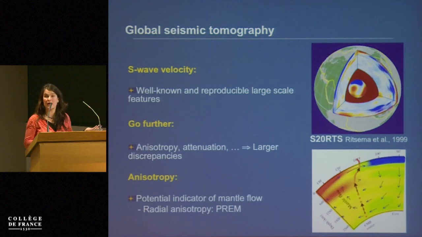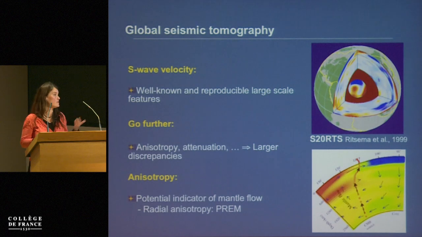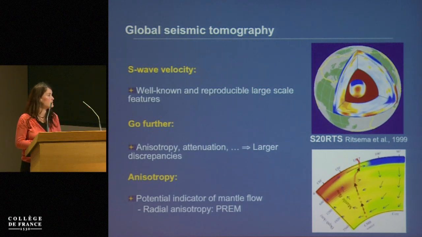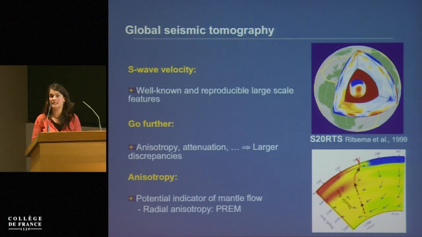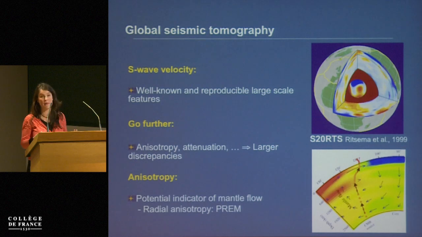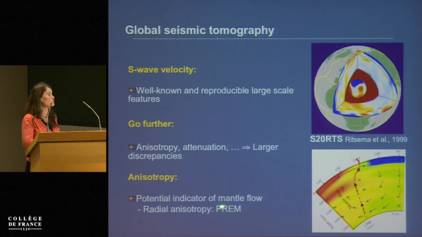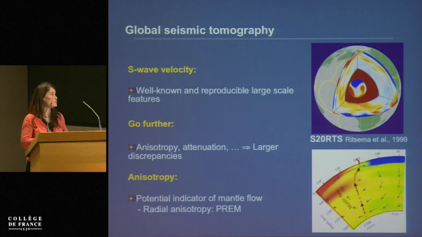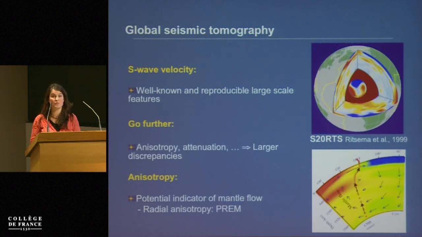Now, the simplest type of anisotropy, as you all know, is the so-called radial anisotropy, so the difference between vertically and horizontally polarized shear waves in our case. It has been known since the 60s that the Earth's upper mantle is radially anisotropic, so it was, for example, incorporated into PREM. And so in our group, we decided to start by studying this simplest type of anisotropy, radial anisotropy.